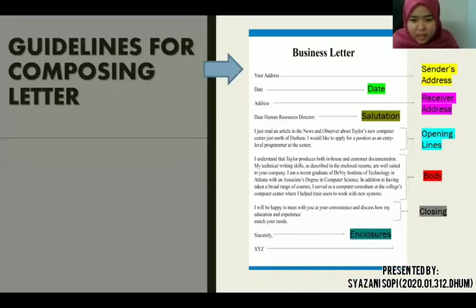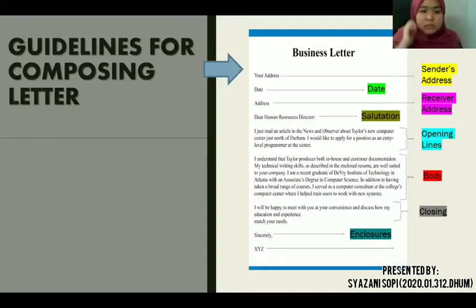Next, enclosure. If you have enclosed any document along with the letter, such as a resume, you indicate this by typing enclosure, and you may list the documents you are including in the envelope. For instance, if you have many documents and need to ensure that the recipient is aware, it would be a good idea to list the names.